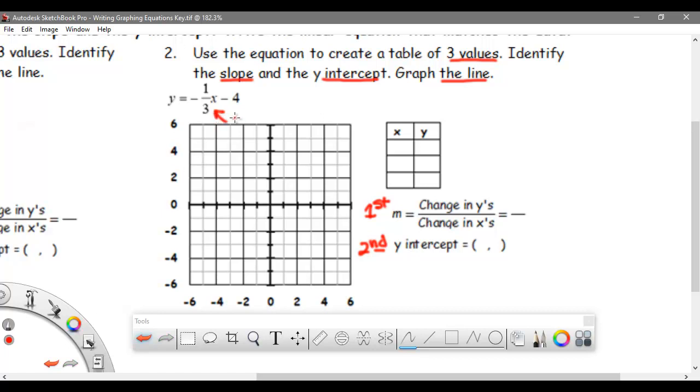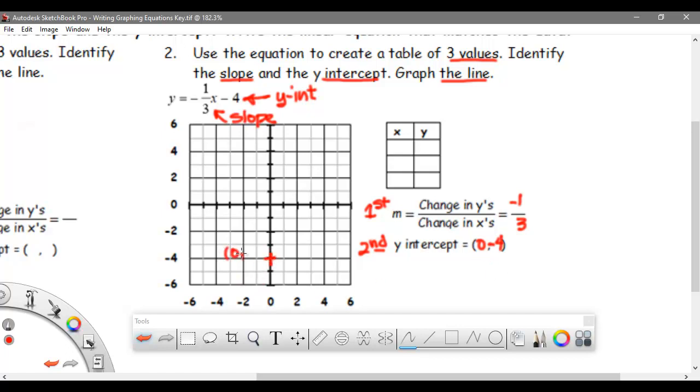So if we look at the equation, it's in slope-intercept form. So that fraction in front of that x is the slope, and that constant value, that number -4, or subtract 4, if you want to look at it that way, is the y-intercept. So right off the bat, we can find our slope, which is -1/3, and our y-intercept, which is (0, -4). Let's go ahead and plot our y-intercept.